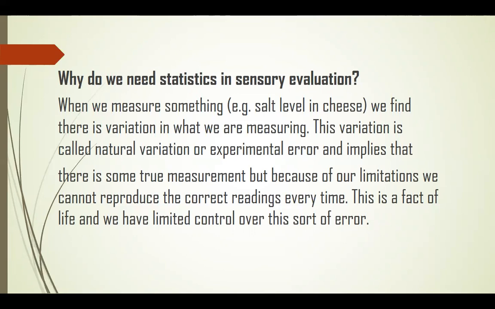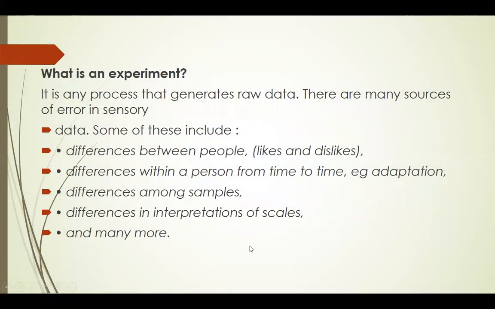When we are measuring something like salt level in cheese, we find there is a variation in what we are measuring. This variation is called natural variation or experimental error, and implies that there is some true measurement, but because of our limitations, we can't reproduce the correct reading every time. This is a fact of life, and we have limited control over this sort of error. And what's an experiment? It's any process that generates raw data.